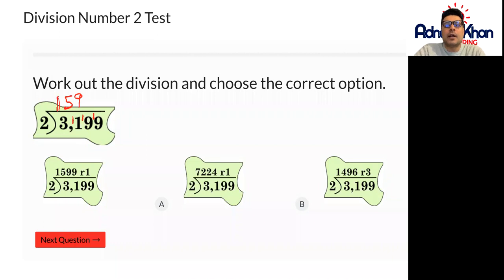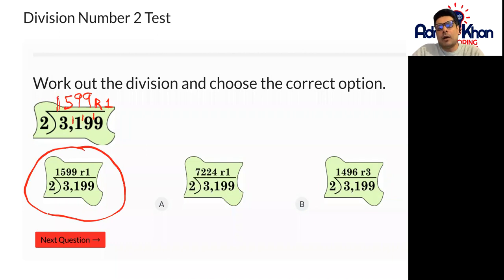So again, how many times can 2 divide into 19? So 2 times 9 is 18, and that will leave us with 1 remainder left at the end. So our answer is 1,599, remainder 1. So in this case, option A is going to be our answer.